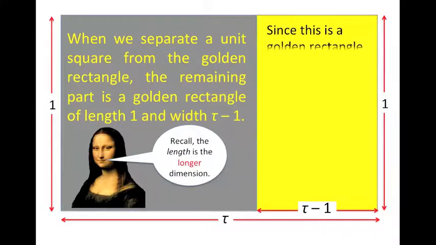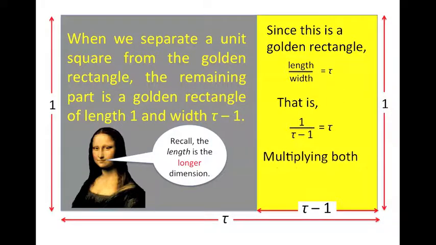Since this is a golden rectangle, the length divided by the width is equal to tau. That is, 1 divided by tau minus 1 equals tau. Multiplying both sides of this equation by tau minus 1 yields tau squared minus tau minus 1 equals 0.